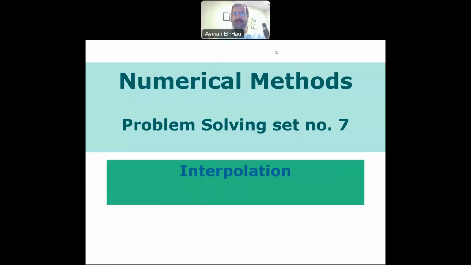Hi everyone, and welcome back to this series of practice problems about different topics in numerical methods. And today we'll solve 3 questions about interpolation.